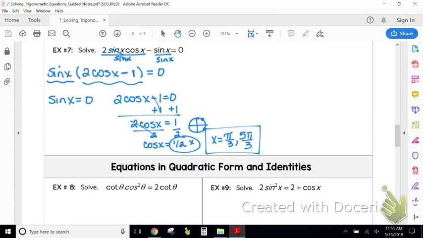Now let's go work the other one. Sine of x equals 0. Sine is what? X, well, it's 0, so we don't have to worry about positive or negative, but what is sine? Is it x or y? Alright, so where is y going to equal 0? On the x-axis, right? So what are my ordered pairs here? 0 and pi. 2 pi would be coterminal, so we don't have to list it.